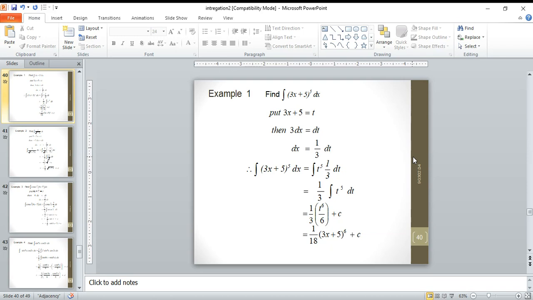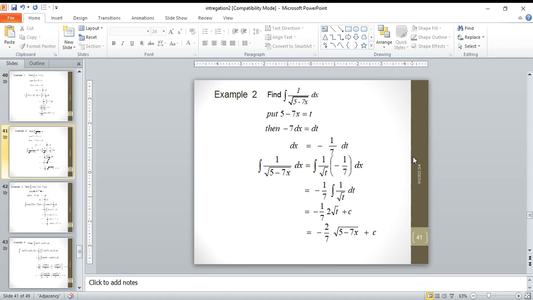Find integration of 3x plus 5 whole power 5 dx. Put 3x plus 5 equal to t. Derivative on both sides: 3 into dx equal to dt, so dx equal to 1 by 3 dt. Integration of 3x plus 5 whole power 5 dx becomes t power 5 into 1 by 3, that is 1 by 3 into integration of t power 5 dt. Integration of t power 5 is t power 6 by 6 plus c, so 1 by 3 into 6 is 1 by 18. Putting t equal to 3x plus 5, the answer is 1 by 18 into 3x plus 5 whole power 6 plus c.